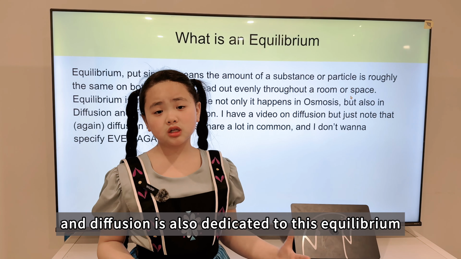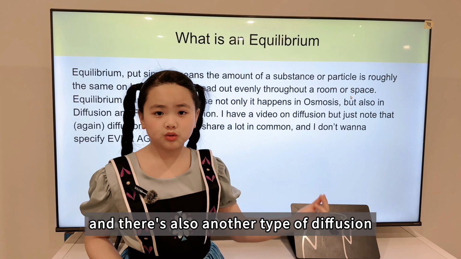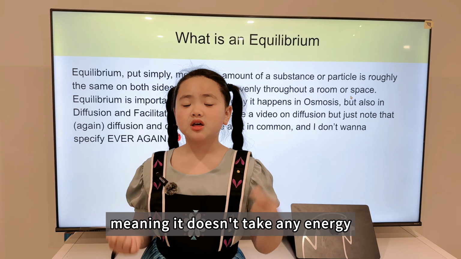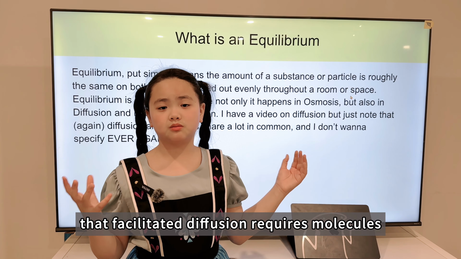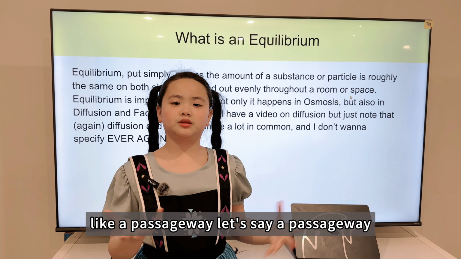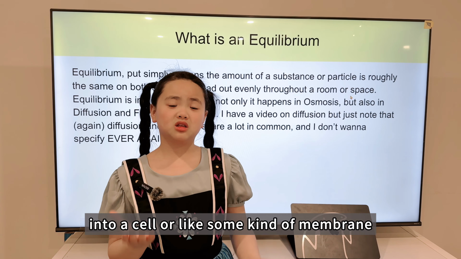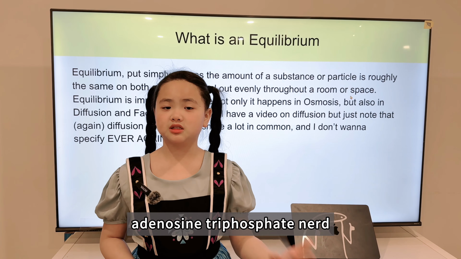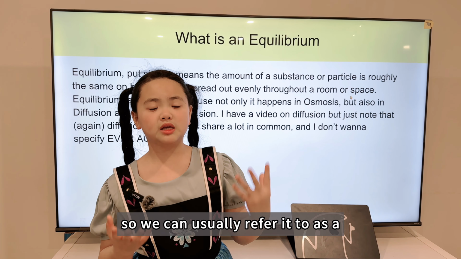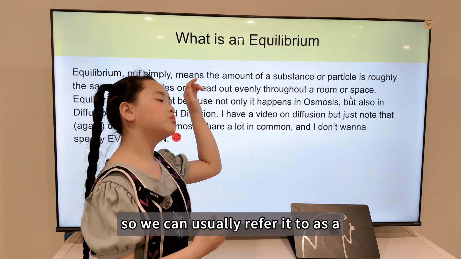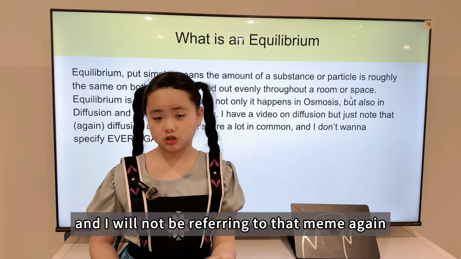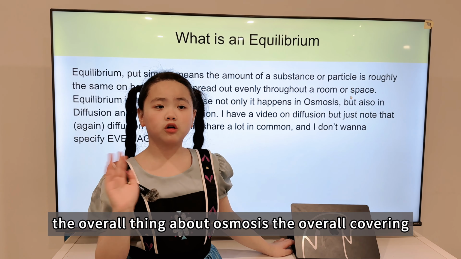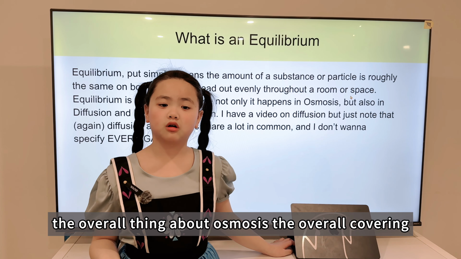Right, and diffusion is also dedicated to this equilibrium, and there's also another type of diffusion called facilitated diffusion. It's also a passive transport, meaning it doesn't take any energy, except that facilitated diffusion requires molecules traveling through a passageway, let's say, a passageway into a cell or some kind of membrane, that doesn't really require any energy, like ATP, adenosine triphosphate, nerd. So we can usually refer to it as a passive transport, and I will not be referring to that meme again. So yeah, this is the overall thing about osmosis, the overall covering.